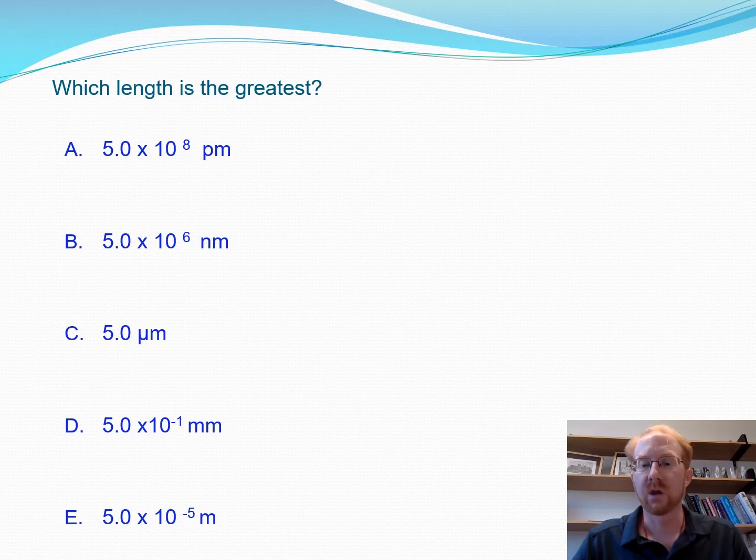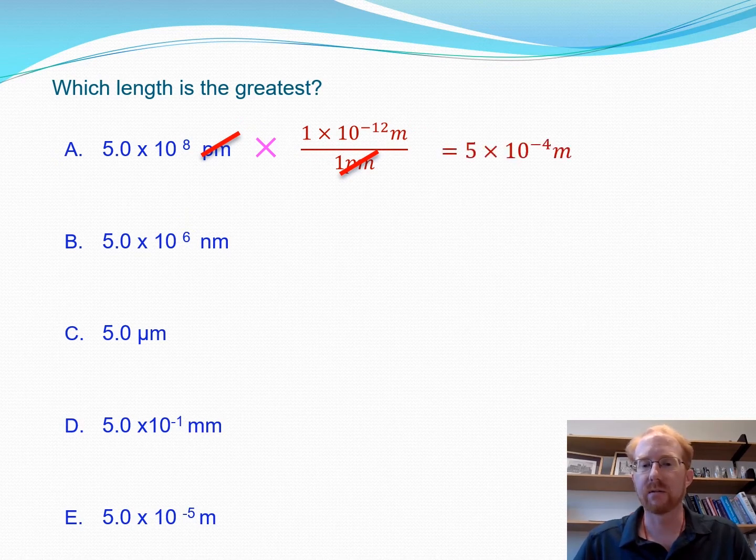So going back using that conversion that we talked about a few slides ago, let's convert option A, 5.80 times 10 to the 8th picometers. So I know 1 picometer is 10 to the minus 12 meters. And because I'm looking to get rid of picometers, I put that in my denominator. So picometers cancel. I'm left with just meters, so I do that multiplication, and I get 5 times 10 to the minus 4 meters.